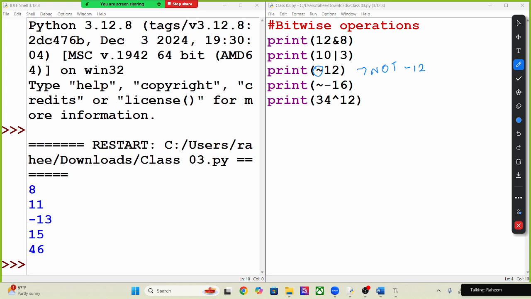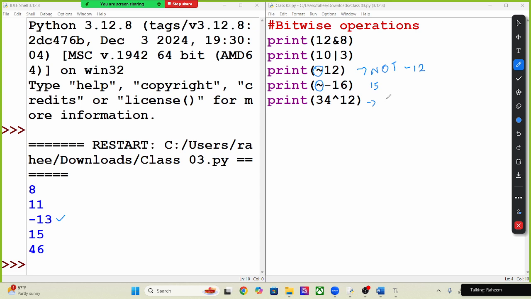The reason is, this is how Python works. If we apply NOT to a positive number, it gives the opposite, for example the opposite of 12 is minus 12, and it increased the value by 1. So here it is minus 13. Now NOT minus 16. The opposite of this is 16, but if you're converting a negative number into positive, it will decrease the value. Here it's 15.